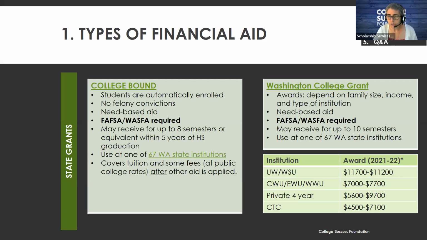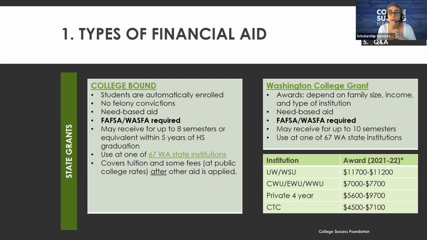The Washington College Grant, then, what I was starting to say is that the awards depend on the family income, number of family members in the household, and the type of institution that the student will be enrolled in. So amounts vary depending on the cost of the institution. So students receive more if they are attending a research institution like the University of Washington or Washington State University versus a college or technical college.